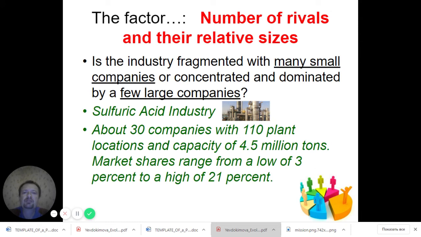The next factor is number of rivals and their relative size. Here you have to describe the number of rivals. Why is it important? Because the greater the number of rivals, the closer the market to pure competition, and vice versa. If there are only a few competitors in some market, the market becomes a monopoly.